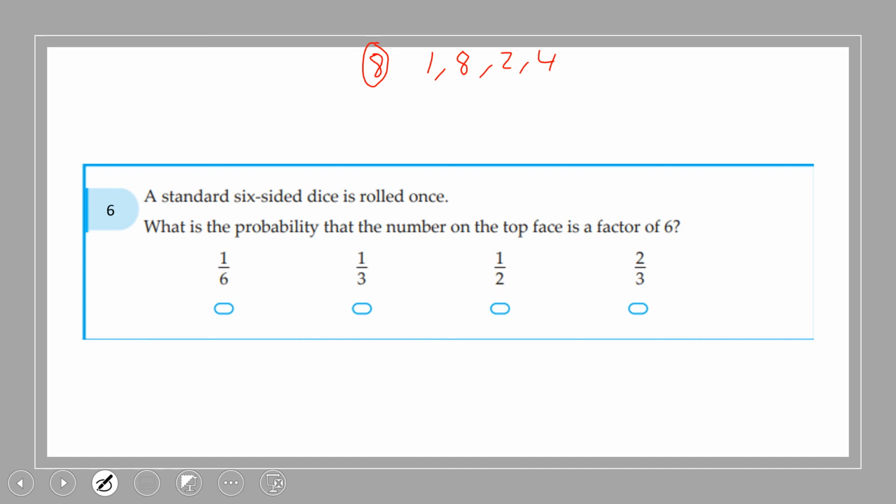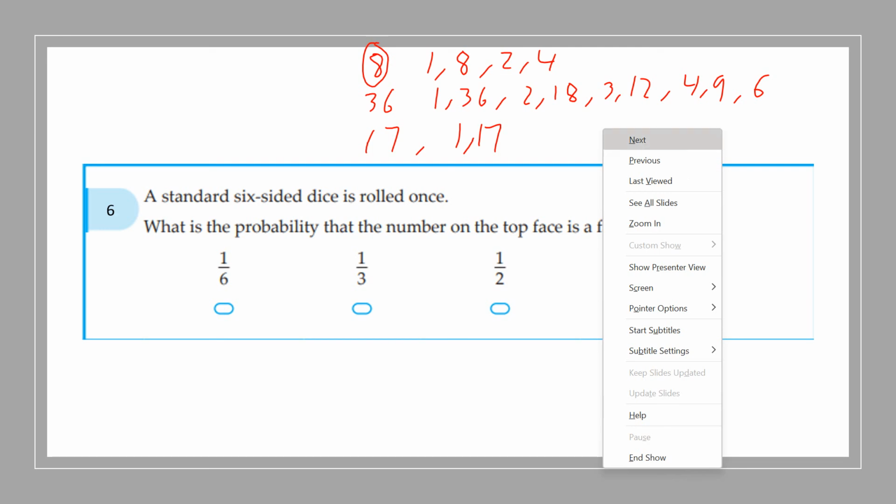As numbers get bigger, you can have a lot more factors. So let's say 36. You can have 1 times 36, 2 times 18, 3 times 12, 4 times 9. You can also have the number 6. But then there are certain numbers that have next to no factors. These are called prime numbers if they can only be divided by 1 and themselves. But anyways, we're going to be looking at solely the number 6.